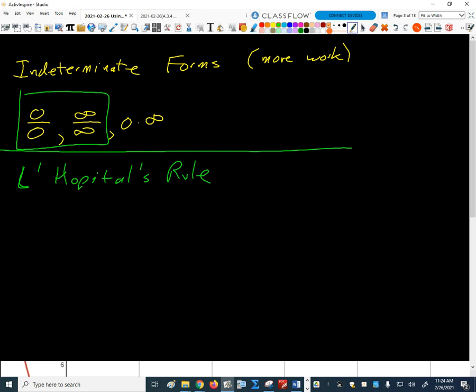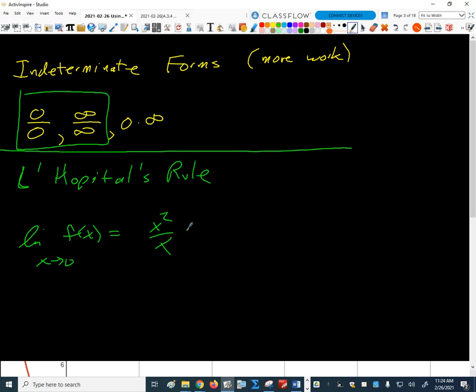Right? For example, let's take a really simple one. If I end up with the limit of f of x equals, let's just say, x squared over x, as x approaches 0. That's indeterminate, right? Everybody agree? That gives me 0 over 0, so it's indeterminate. Everybody buy that? Give me a thumbs up.